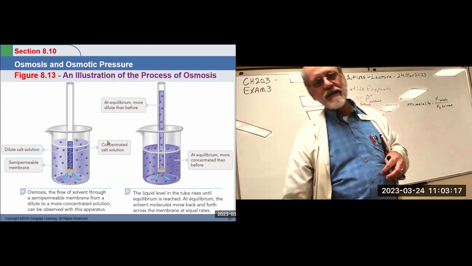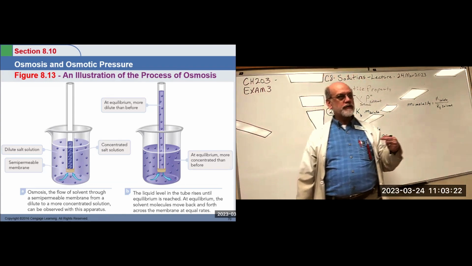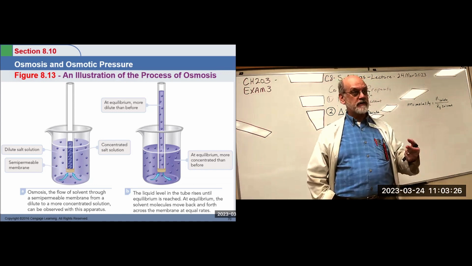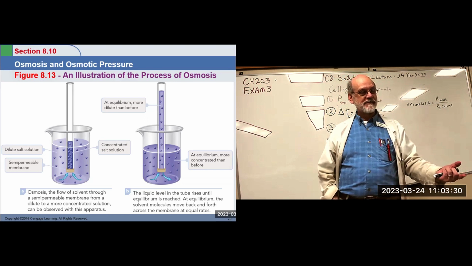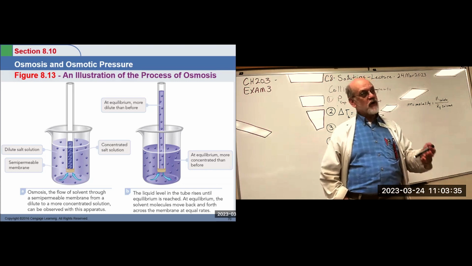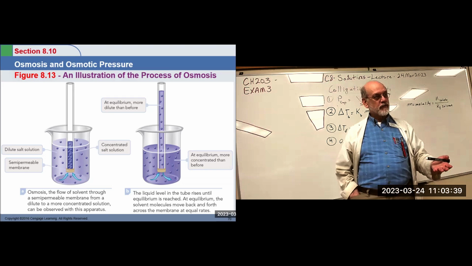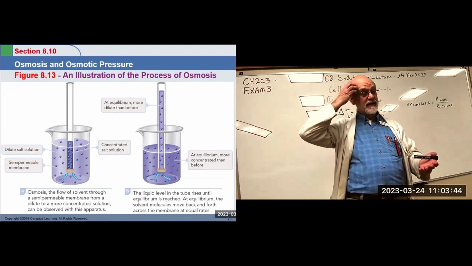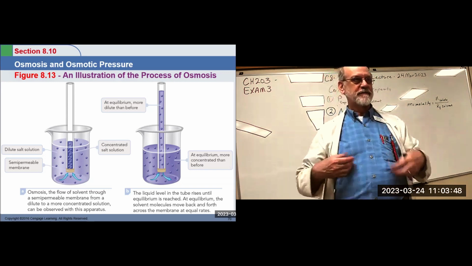All right. So which way is the water going to move? The water always moves through a membrane from an area of high water concentration to low water concentration. So what does that mean in terms of solute? That means water moves from low concentration solute through the membrane to high concentration solute. So the water here is moving through the membrane into the tube.